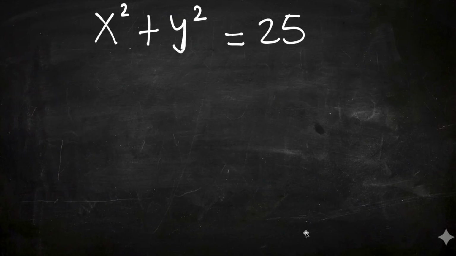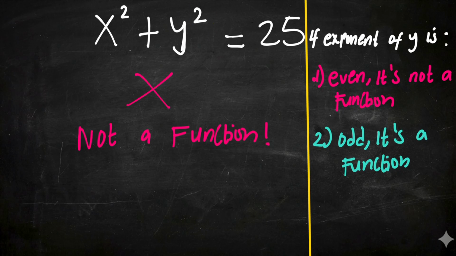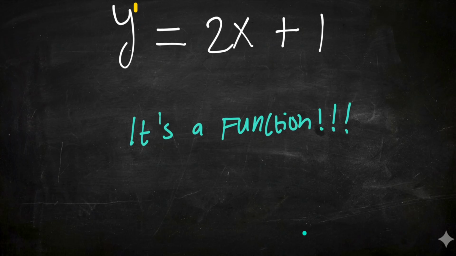Let's take a look at this example. What is the exponent of y in this example? So, what's the exponent of y for this function? As we can see, the exponent of y is 2, which is even, so therefore, it's not a function. What about this equation? What's the exponent of y? The exponent of y here is 1, which is odd, so therefore, it's a function.